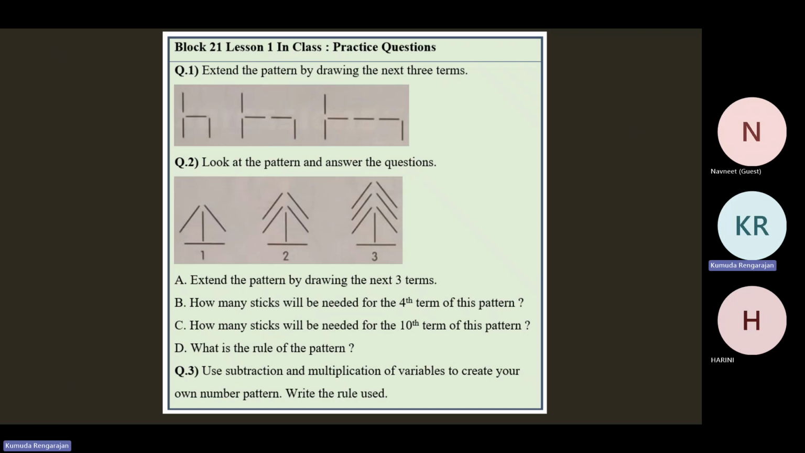So extend the pattern by drawing the next 3 terms. You should be able to do that. That's homework. We'll see the answer in the next class. And the second one, look at the pattern and answer the questions. How many sticks will be needed for the 4th term of this pattern, the 10th term? Then the rule. Use subtraction and multiplication of variables to create your own number pattern, or write the rule.